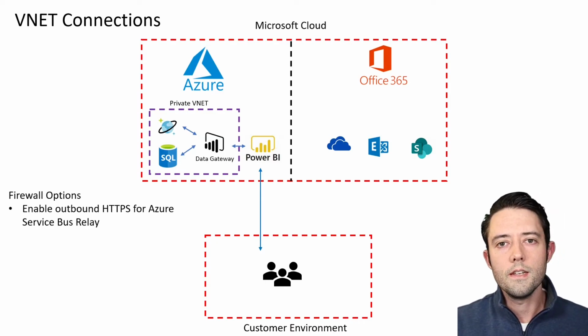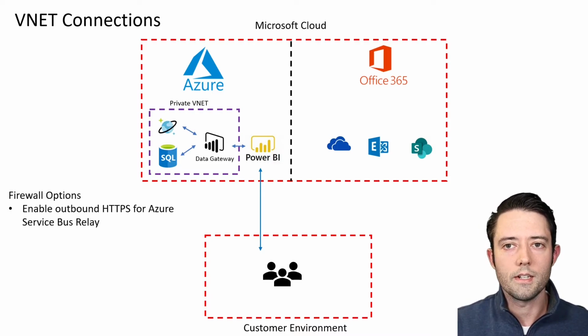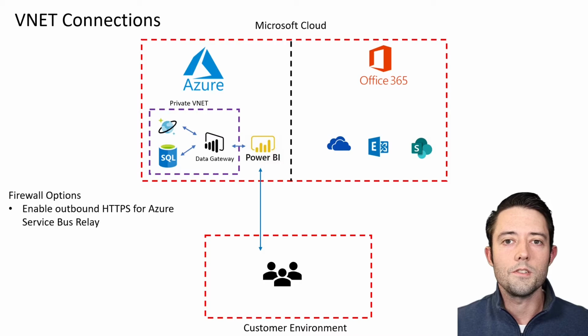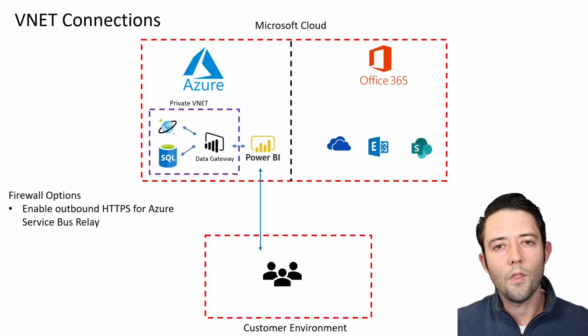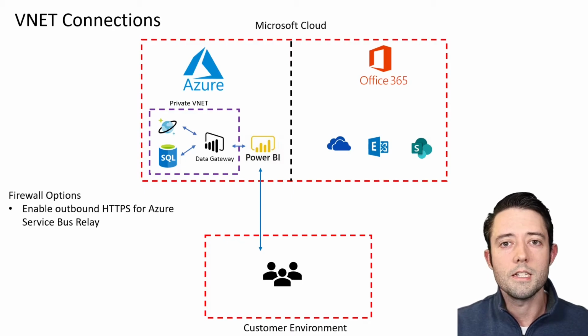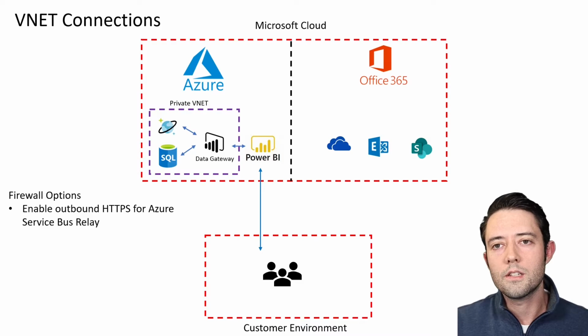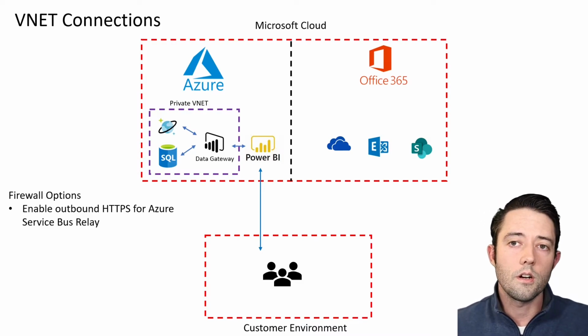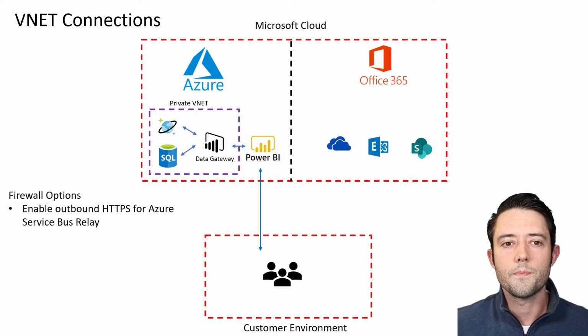You also configure the network connectivity so that you need outbound HTTPS traffic, and under the covers, the data gateway is using something called the Azure Service Bus Relay. So you do have to enable that IP range for outbound HTTPS traffic. Once you do that, the data gateway can securely talk to the Power BI service. It can also talk to any of the resources inside of your VNet, and then you're able to expose that data into the Power BI service.